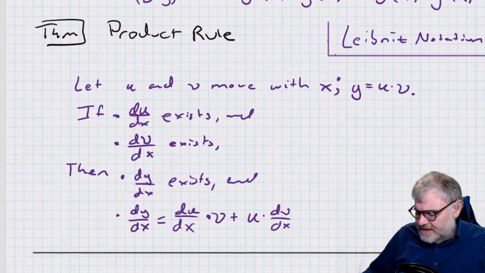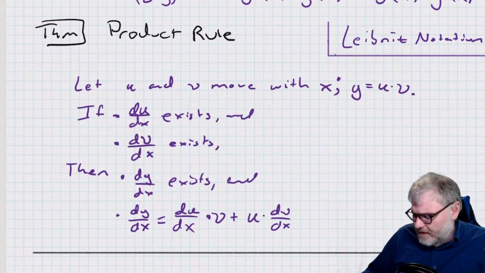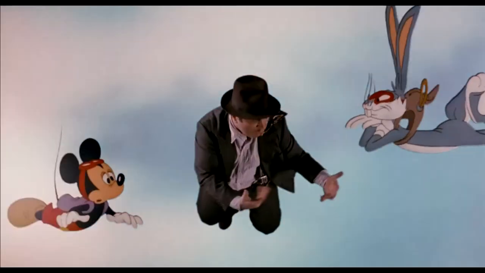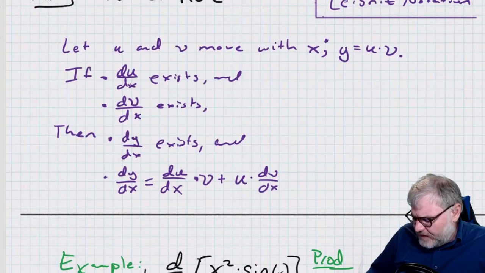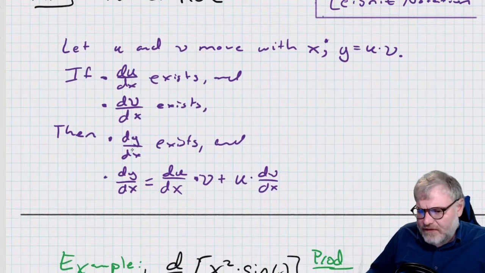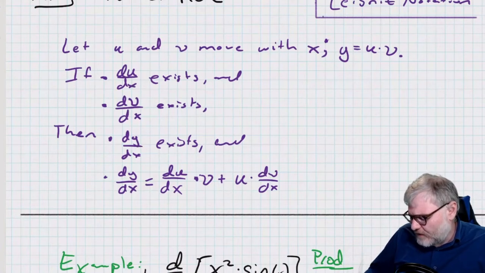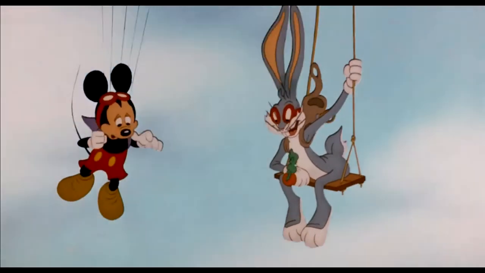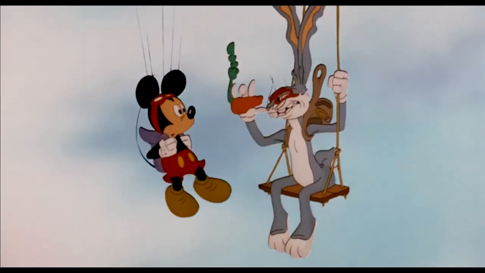You can also state the entire rule again in Leibniz notation. Yeah, but I don't think you want it. I do, give it to me. And it says that if the derivative of both exists, then the derivative of the product exists, and the derivative of the product is the derivative of the first times the second, plus the first times the derivative of the second. Aw, poor fella. Yeah, ain't I a stinker?